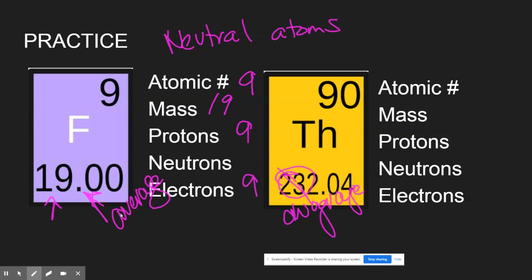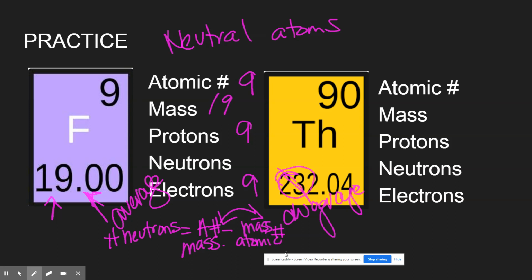The number of neutrons is the atomic number minus your mass number, okay? Or sorry, I have this switched. Mass number minus atomic number. Okay, mass minus atomic. So we have 19 minus 9, which gives us 10 neutrons, okay? Let's do this practice over here.